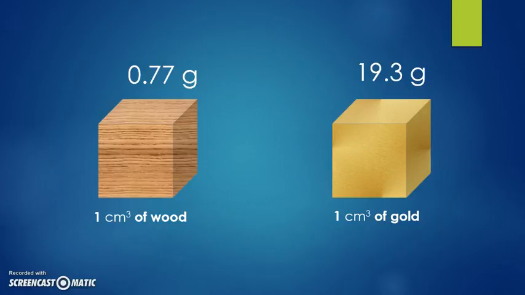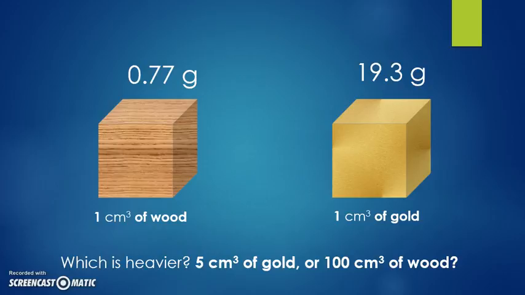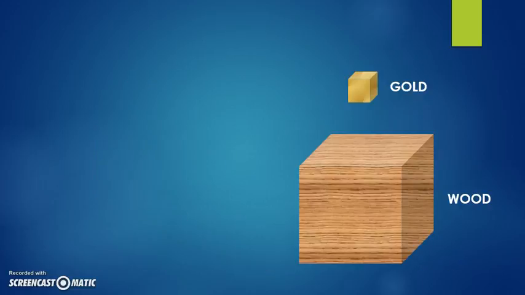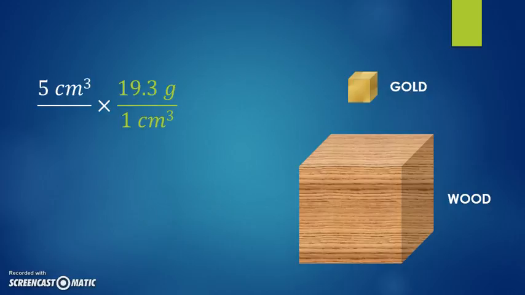Therefore, if you want to know which weighs more, 5 cubic centimeters of gold or 100 cubic centimeters of wood, you would use the factor label method to compare them. So even though this block of wood is 20 times larger than this block of gold, we still need to figure out which one is going to weigh more.